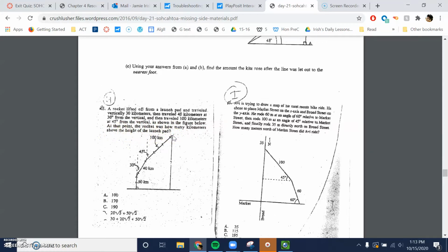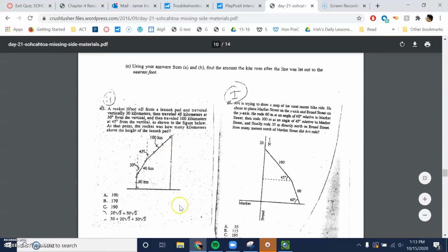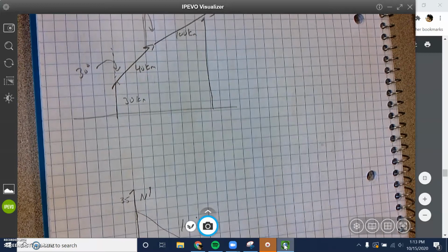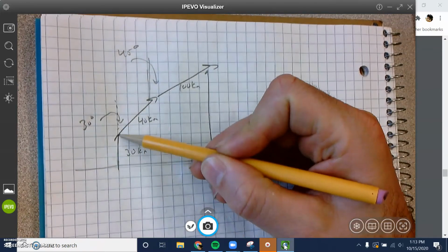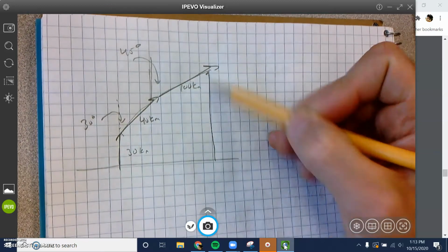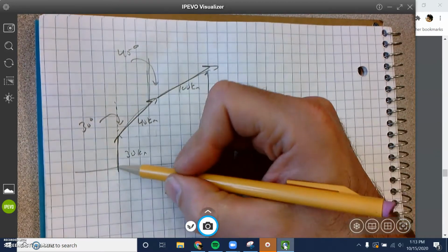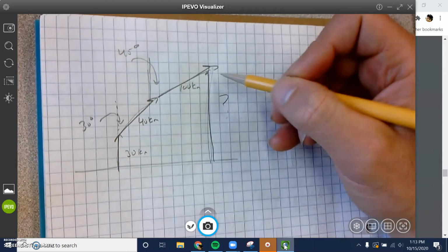Okay. So follow along as I do. You got that picture. Copy that into your notes like I did right here. So the rocket goes here, here, and here. It's asking how high it went from the station, so you're asking for this distance here.